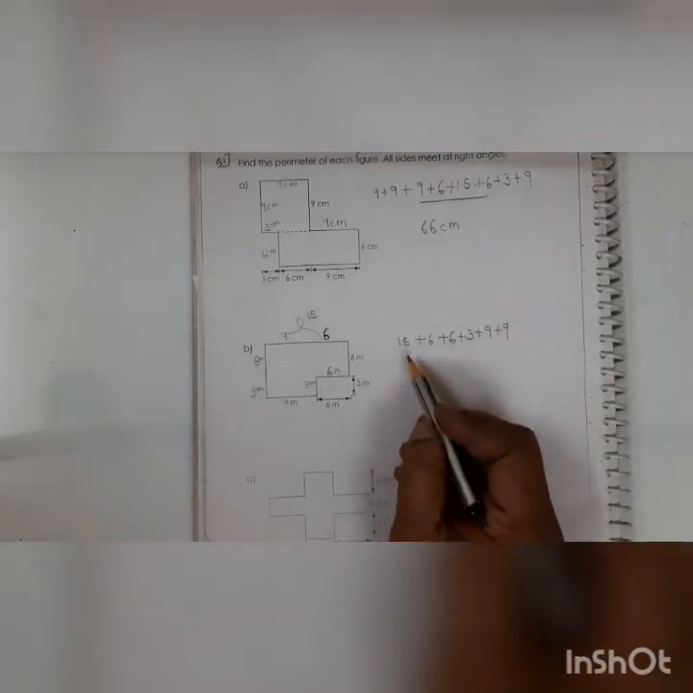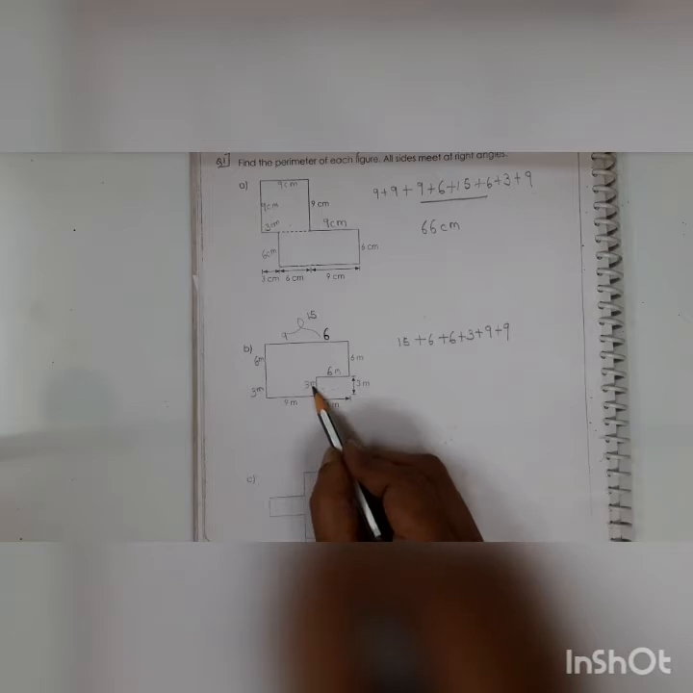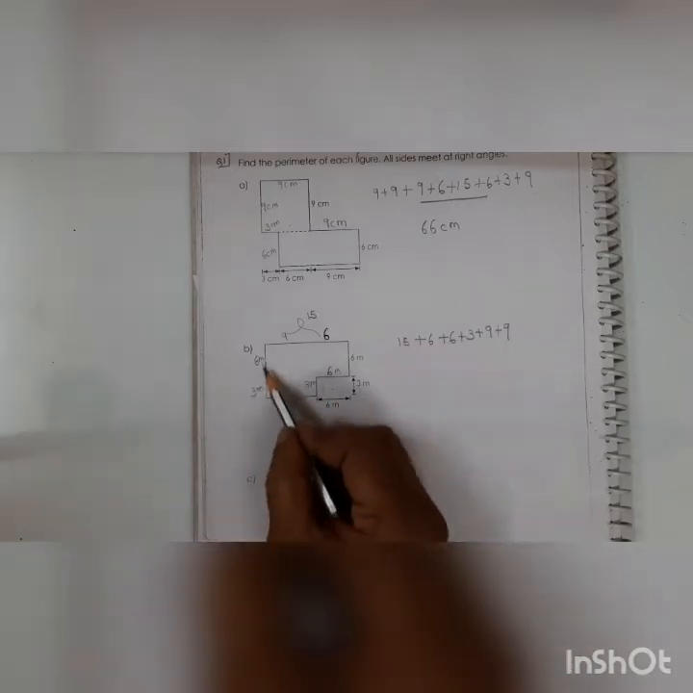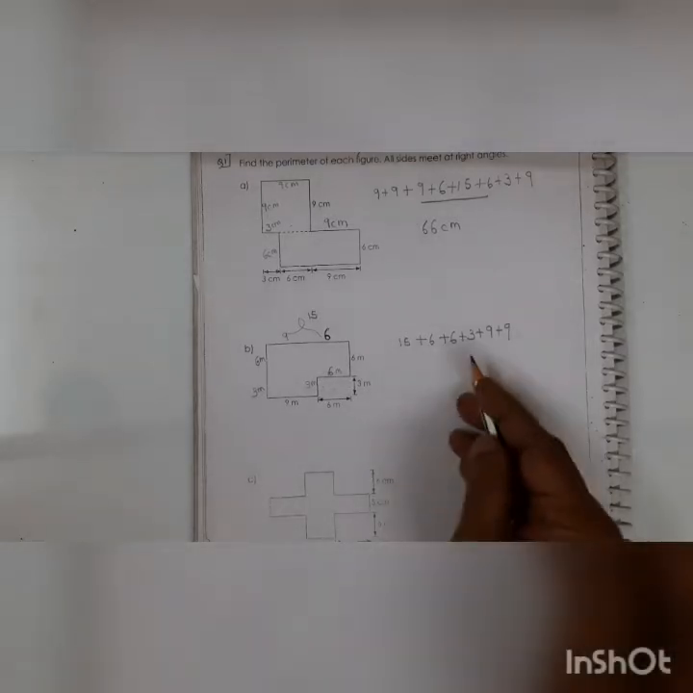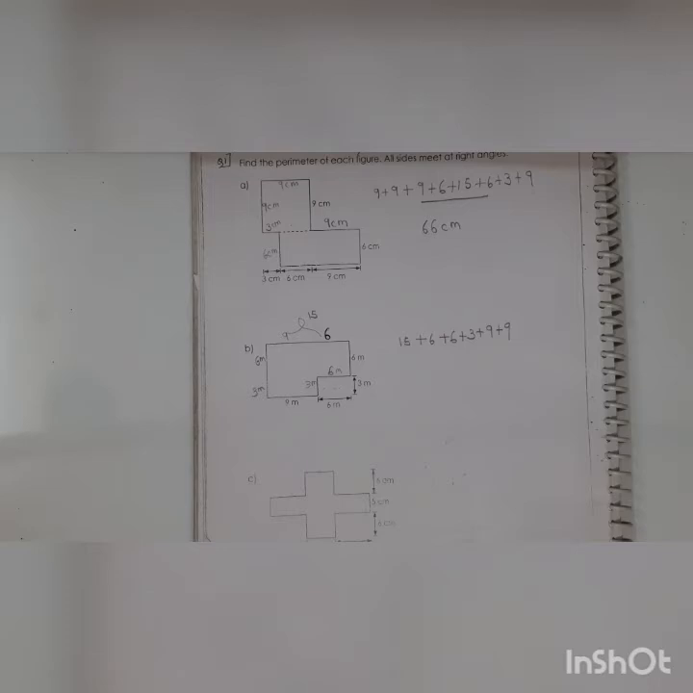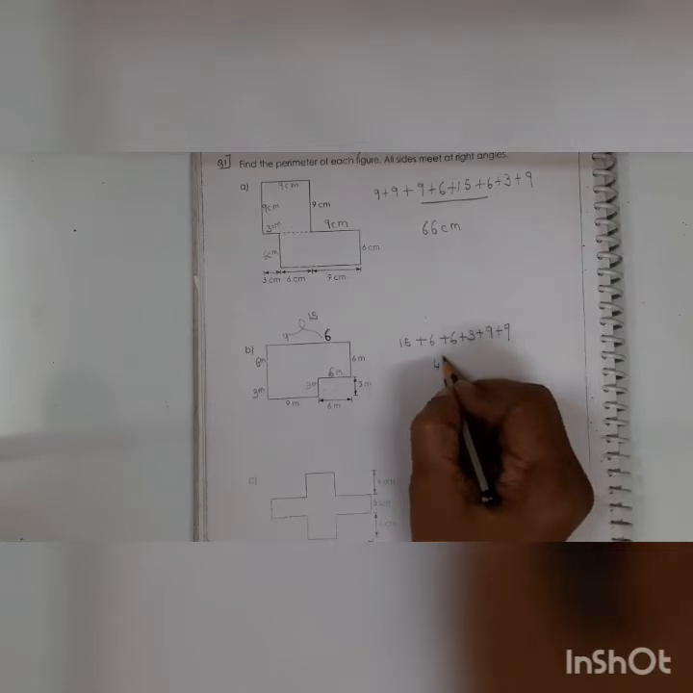So 15, children please check. 15 plus 6 plus 6 plus 3 plus 9 and then plus 9. Now add this, children. 15 plus 6, what's that? Yes, 21. 21 plus 6 is 27. 27 plus 3, 30. 30 plus 9. Come on children, fast. 39. 39 plus 9. Yes, 48.